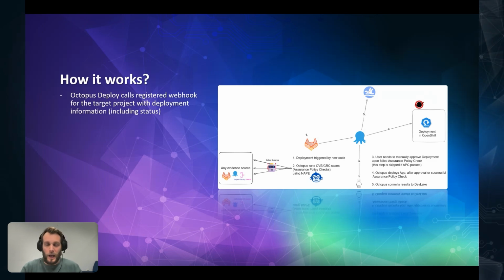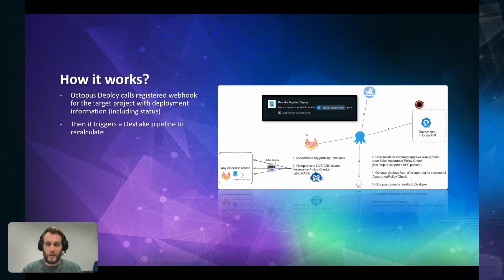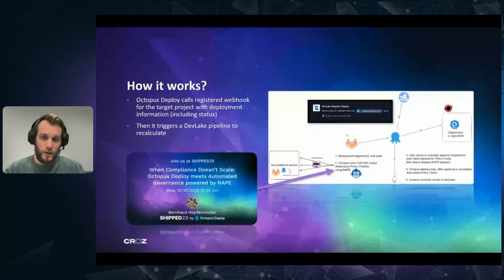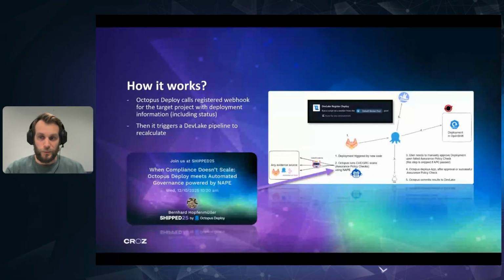Then, if everything is okay and that deploy has a green light to be deployed to the target runtime, upon deployment, we register our results to DevLake, including starting the blueprint to recalculate the information. That all registering, deployment, and triggering is done via a process step on Octopus Deploy. Worth noting that when I mentioned Octopus Deploy assurance policy checks, we've implemented them with a tool called Nape.